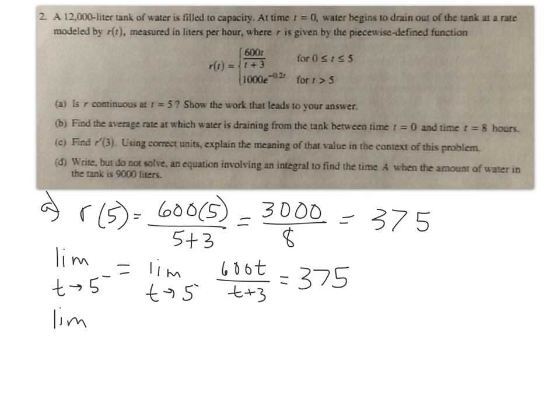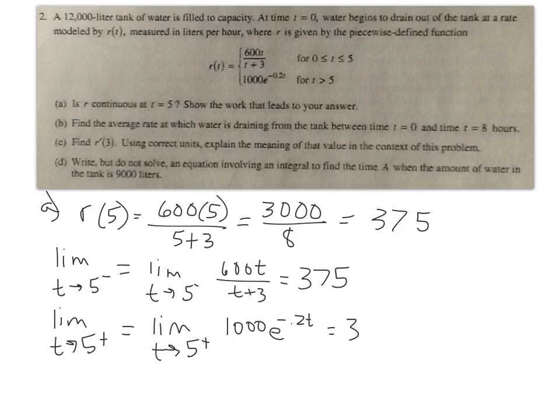Now we need to do the limit as t approaches 5 from the right, which is going to be the same thing as the limit as t approaches 5 from the right side of 1000 e to the negative 0.2 t. This is the function that we use for all values greater than 5, so that would be on the right side of 5. So I'm going to use my calculator to do this. 1000 times e to the power of negative 0.2 times 5. So I'm just doing a direct substitution.